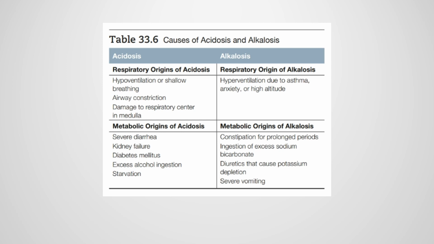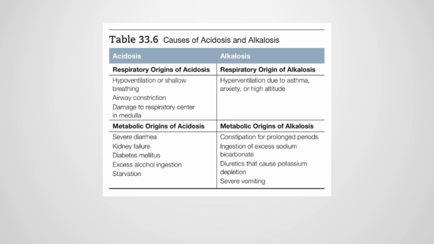Diabetes mellitus, so type 1 diabetes. DKA, diabetic ketoacidosis, is a condition. Diabetes type 1 is a condition where you have insulin deficiency. And with insulin deficiency, you start to break down the fats in your body for energy. And when you break down fats in your body, you start to produce a tremendous amount of acids.